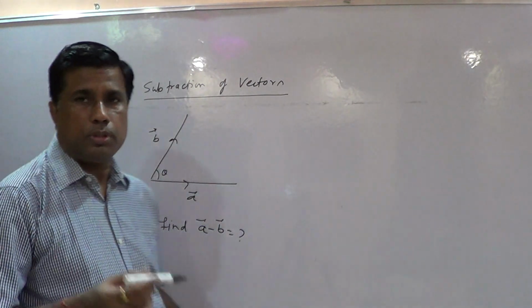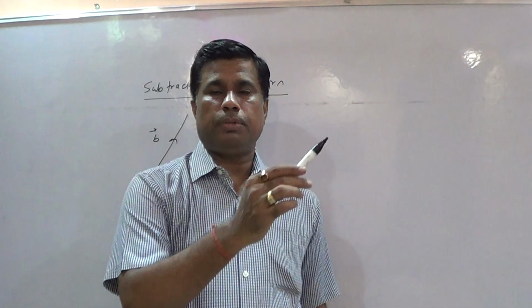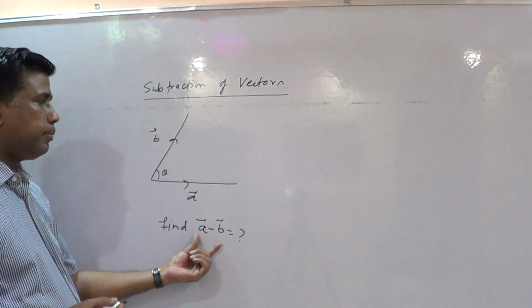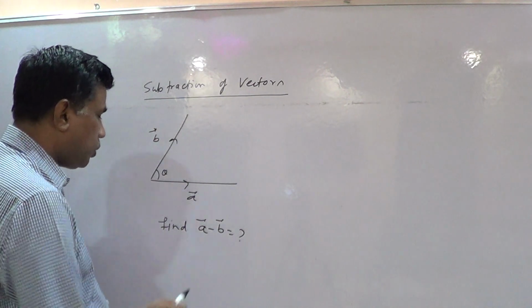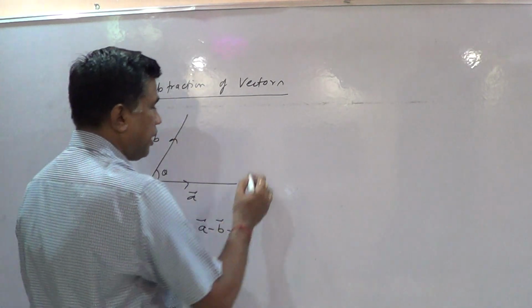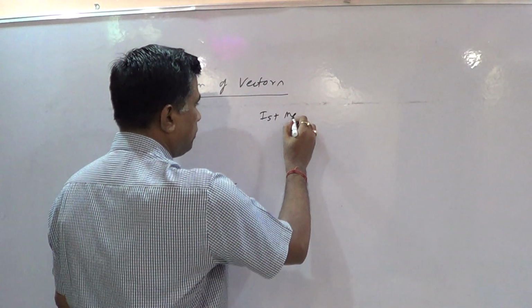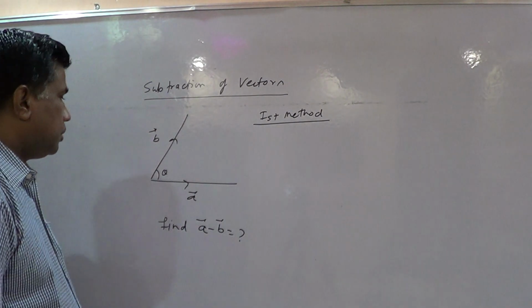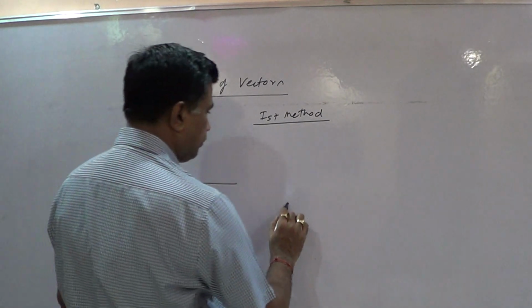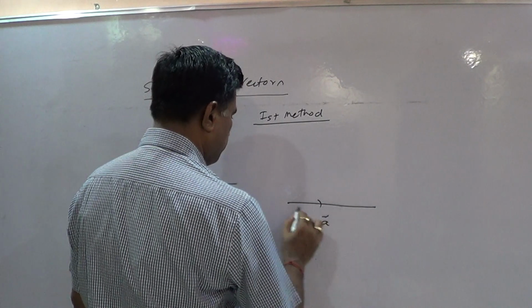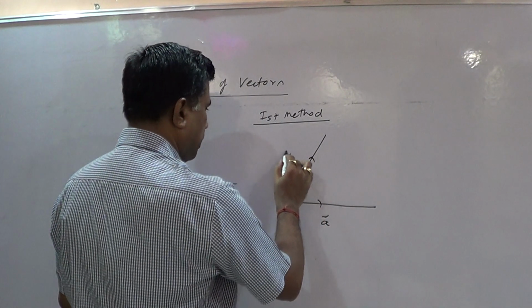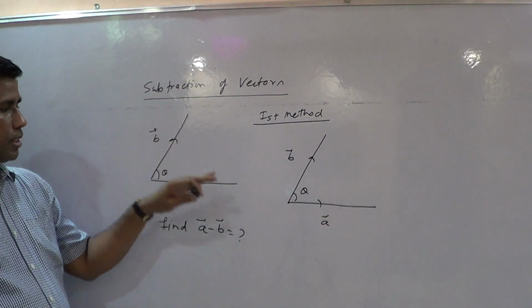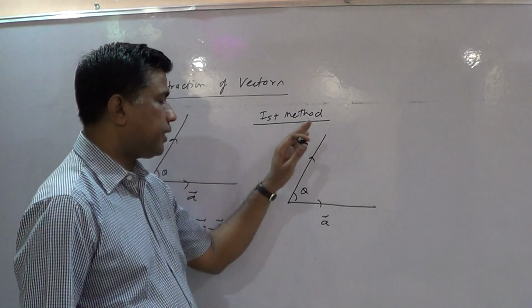So students, listen once more. There is vector A, another vector B. The angle between them is theta. We have to find vector A minus vector B. Students, to find vector A minus vector B, I am going to discuss the first method. We will make this vector A and B once more so that you can understand properly. I have just made these two vectors once more with similar magnitude and the same direction.